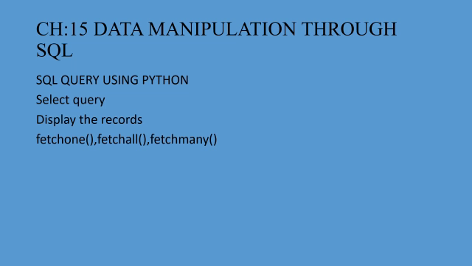Select query: what is the use of select? How to display the records using select. Next, how to display the records: for that some functions are also available. Fetch one, fetch all and fetch many. Fetch one prints only one record, fetch all prints all the records, and fetch many prints a number of records; here we can give the number of records to be displayed. About that we are going to see one by one in this class.